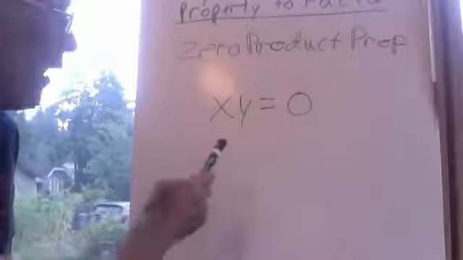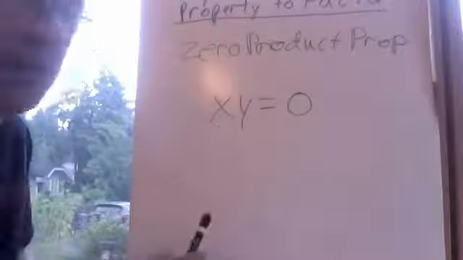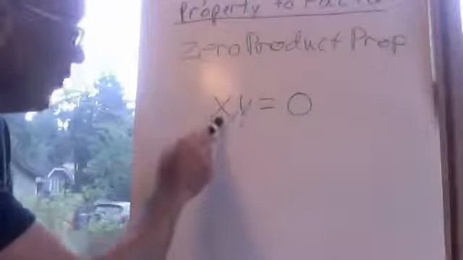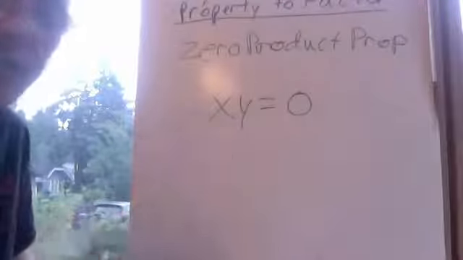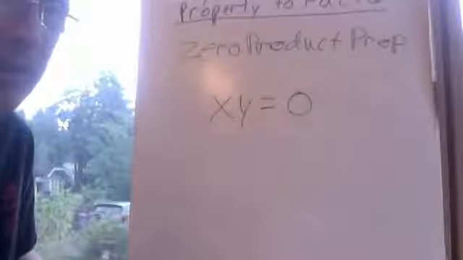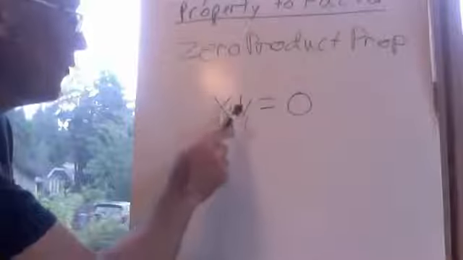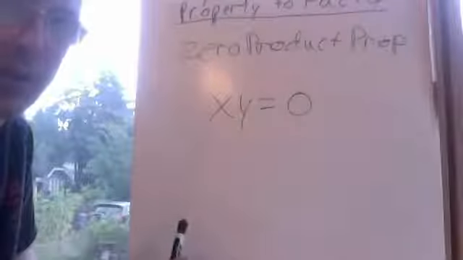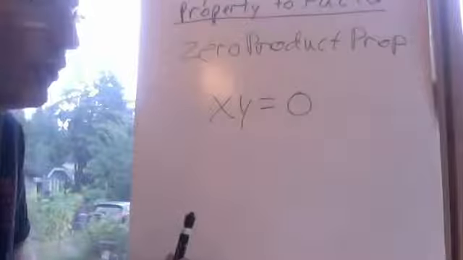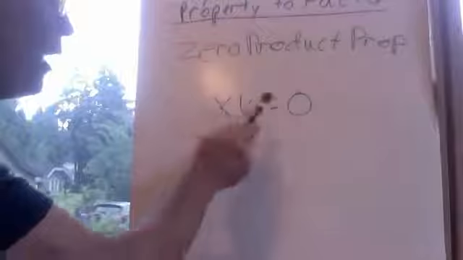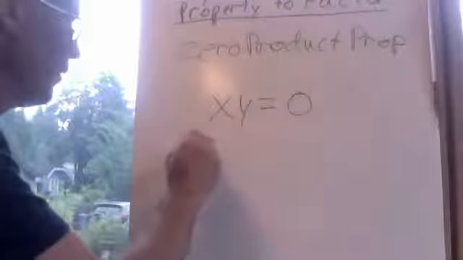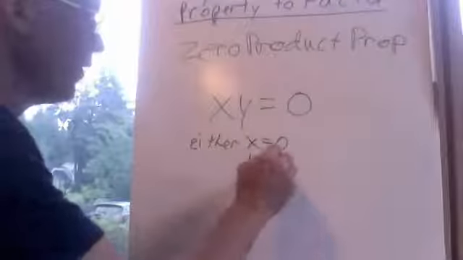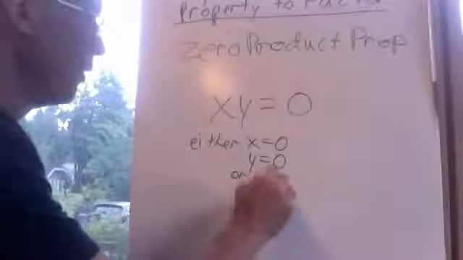You see, it doesn't work like sometimes people say, oh, well, one has to be very big and one has to be very small. But think about that. That does not work. If this was a billion and this was a billionth, when you multiply them together, do you get 0? No, it doesn't work like that. The only way that if you have two numbers multiplied together and they equal 0 is one or both of them has to equal 0. There's no other way around it. So the zero product property just basically says, if you have x times y equals 0, then either x equals 0, y equals 0, or both equal 0.